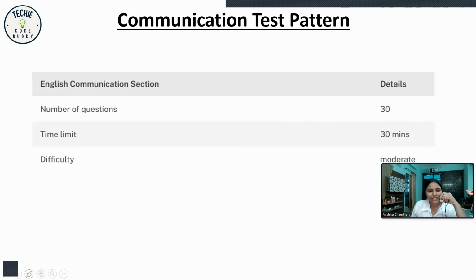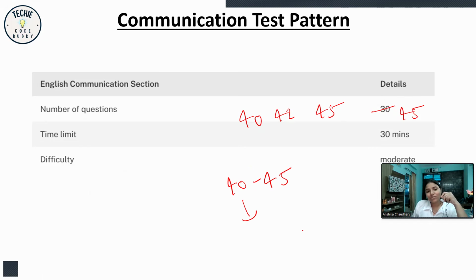Okay, so now let's discuss the details. There will be around 45 questions. It is not fixed; it can be 42 questions, 45 questions, or 40 questions. So we can consider 40 to 45 questions in this pattern. And there is a hidden cutoff. I would highly recommend you at least try to score 25 plus, or I would say 30, because it is such a simple round.